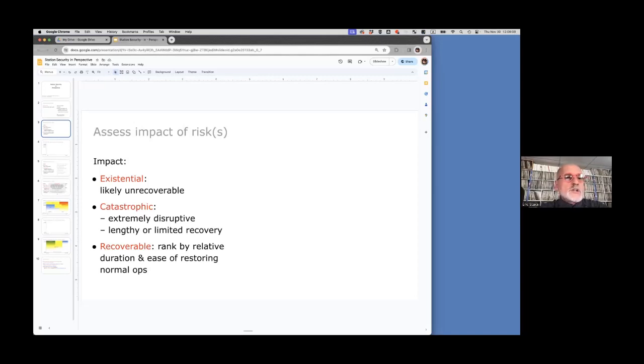Once one has identified relevant risks that threaten achieving those goals, we can start talking about assessing the impact of those risks. Risk assessment is a topic that's been discussed for a couple of hundred years, actually. A very good philosophical handle on risk assessment is to divide risks into three categories. The first here is the most severe: existential risk. An existential risk is one that is likely unrecoverable should that event occur. In the case of a station, it may mean that the business goes bankrupt, for example.